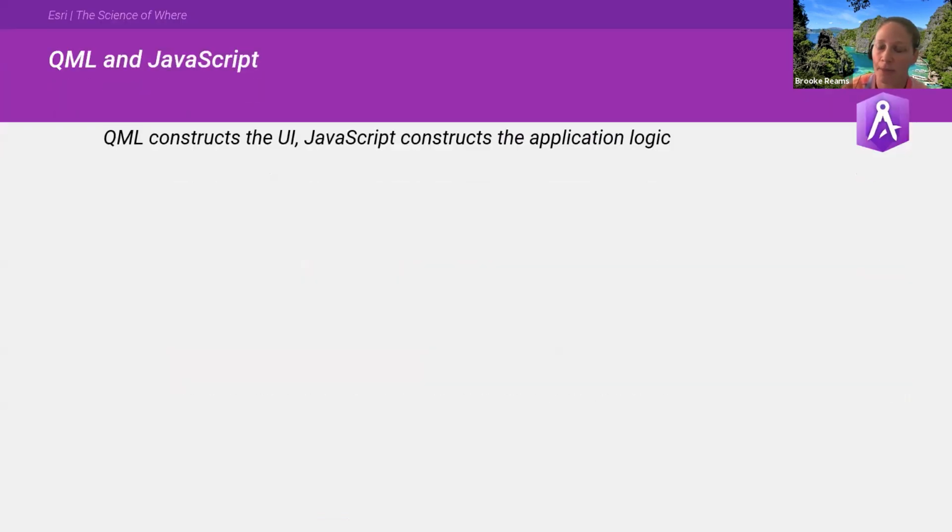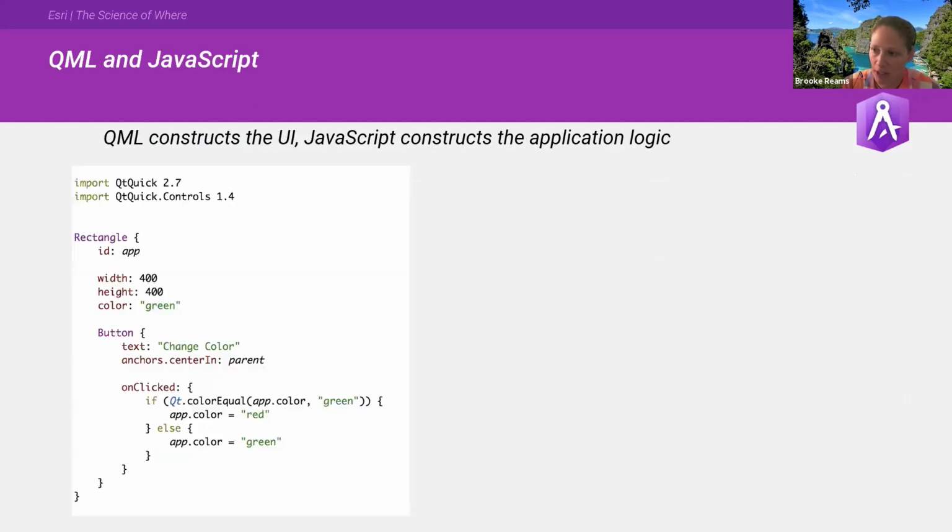So let's talk a little bit about QML and JavaScript. Again, QML constructs the UI, whereas JavaScript constructs the application logic. So here we have a sample, and it's very similar to the one that Erwin just showed as he was talking about debugging. We have a rectangle object that's green when the app first launches, and that rectangle is, again, 400 pixels by 400 pixels. We have a button that's nested within that rectangle. It's, again, centered in the rectangle. The button says change color.